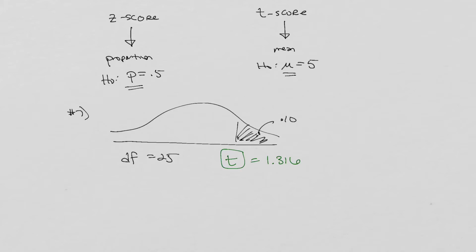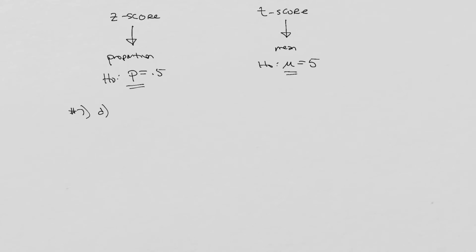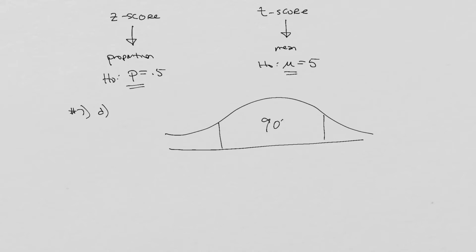How about this one? Let's do a different one on this same problem. What if we looked at part D? So for part D, what we want to do is find the critical T value that corresponds to a 90% confidence interval with 20 degrees of freedom. If I have a 90% confidence interval, remember that means we have 90% in the middle. So how much goes into each tail? Right, 5%, which is the same thing as 0.05. So what I want to do is get this t-score, and in this particular example, I want to have 20 degrees of freedom.